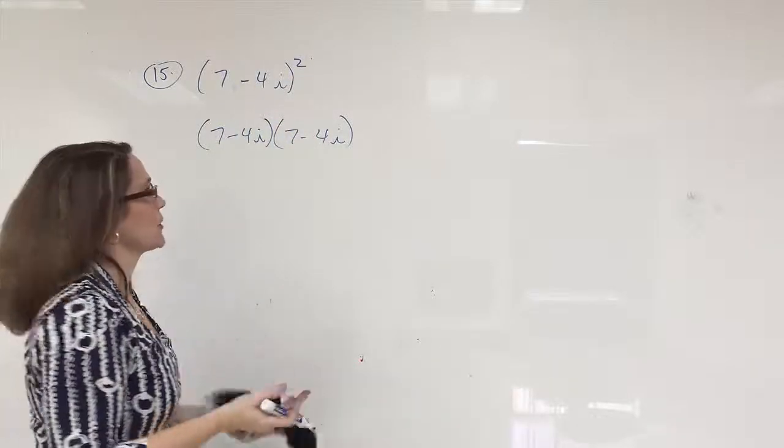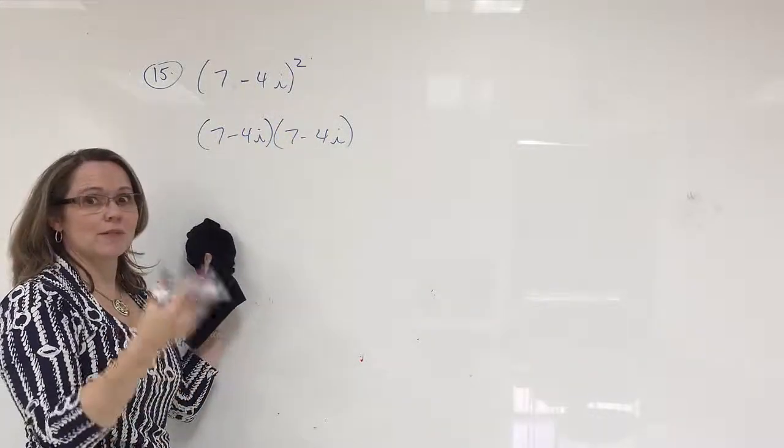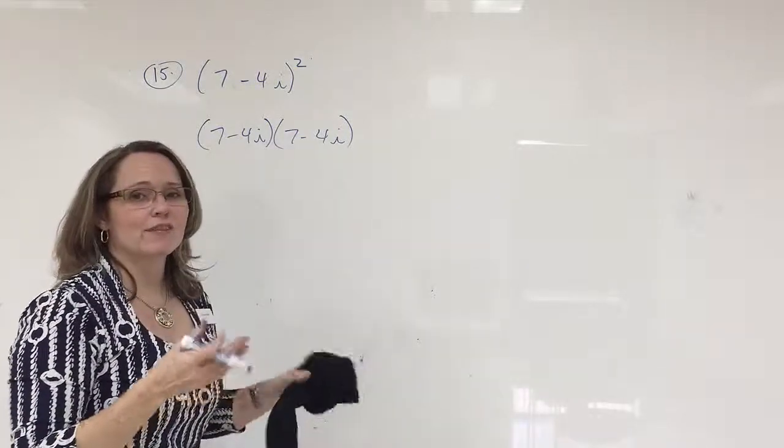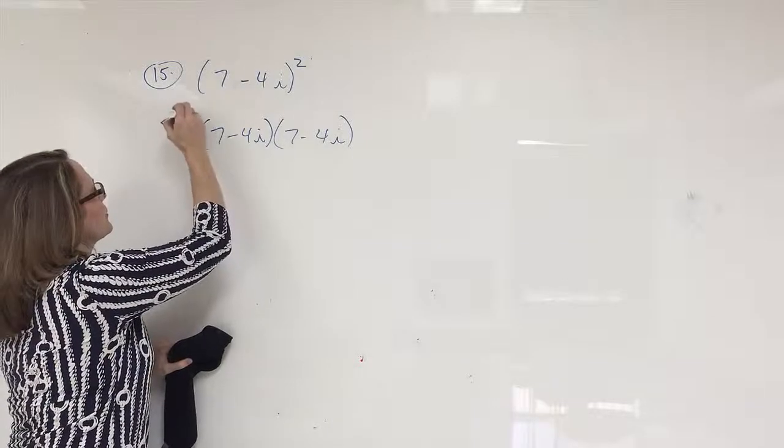The exponent's 2, so we're supposed to write it 7 minus 4i times 7 minus 4i. If you do that expansion, what you find is that you're really looking at FOIL. We have to do multiplying with binomials.